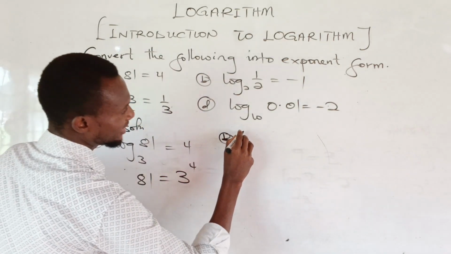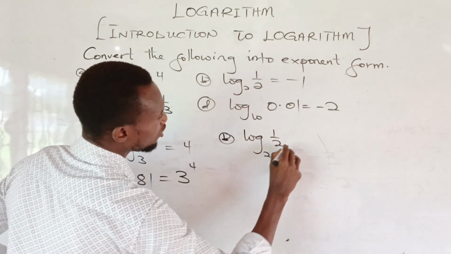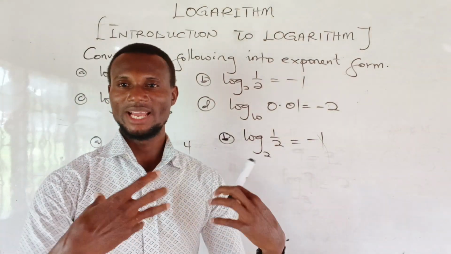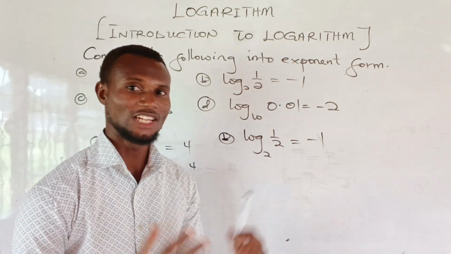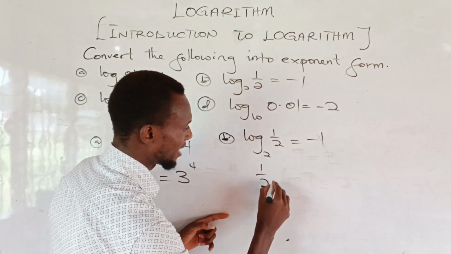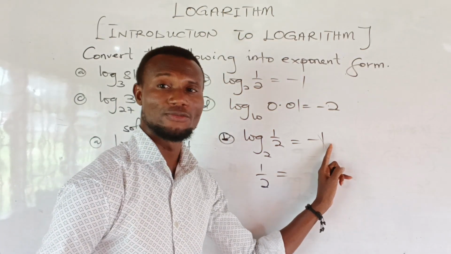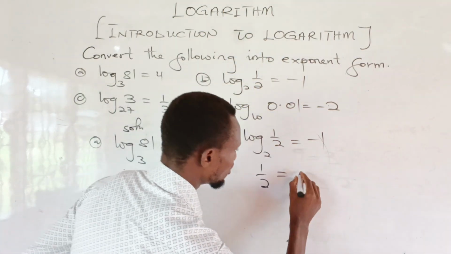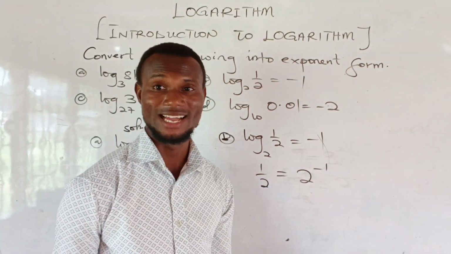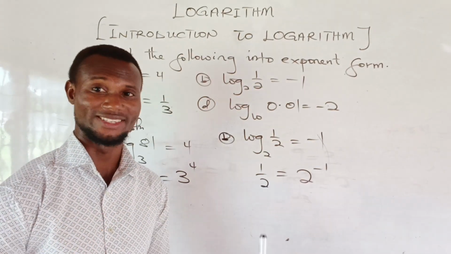So the B says that the log of 1 over 2 to the base 2 equals negative 1. To write this in exponent form, I'm going to repeat my 1 over 2, which is here, bring my equal sign, then this 2 will come and carry this negative 1 here as a power. So it's going to be 2 to the power negative 1, and that is your final answer. That is it. Very simple and straightforward. You don't need to do anything else again.